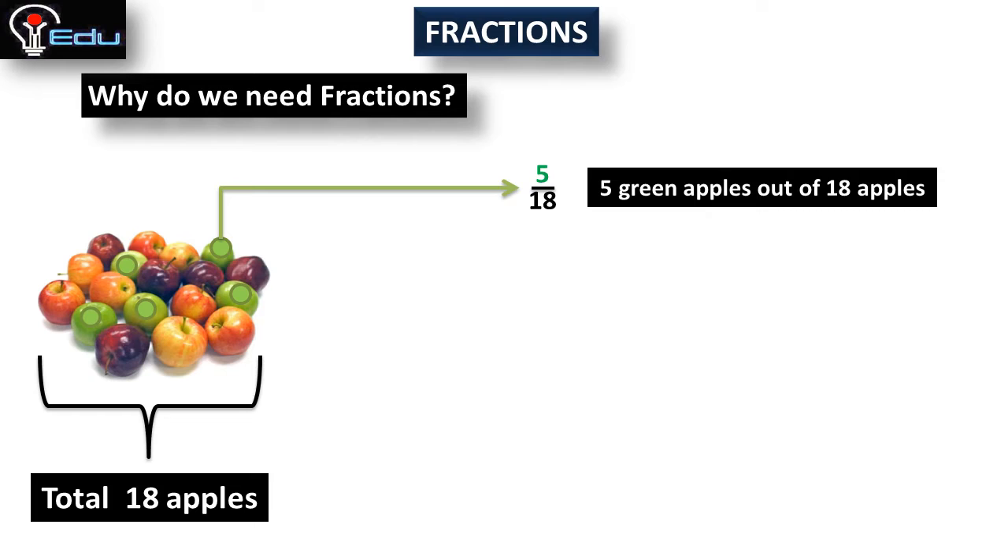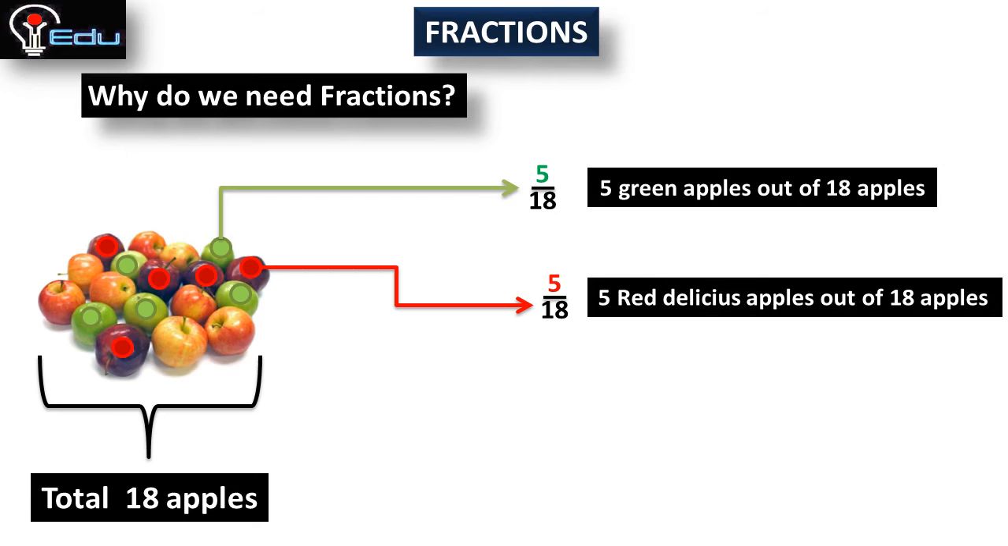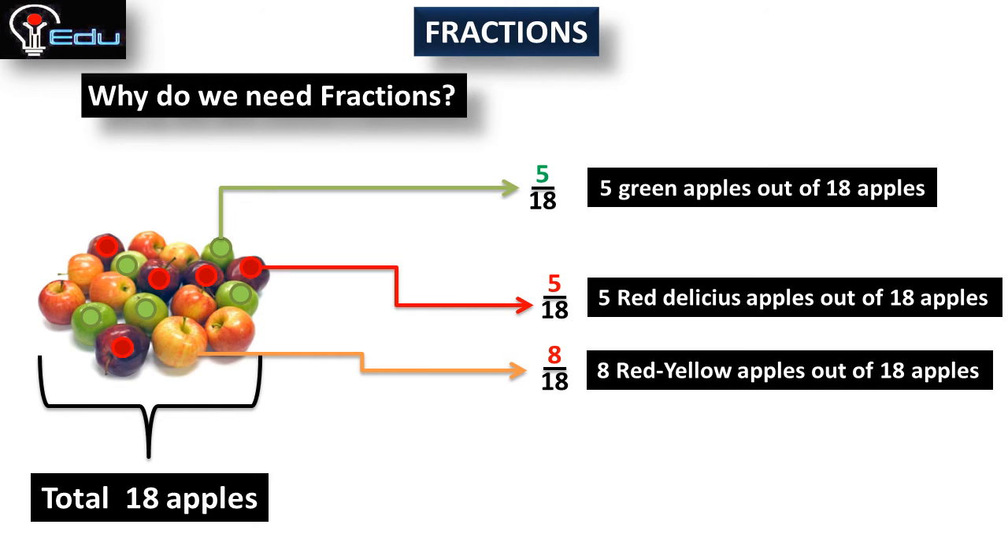And similarly the red apples. Here also, to represent some red apples in a group of apples, we require fractions. That is also 5 divided by 18, that is 5 red delicious apples out of 18 total apples. And similarly, the red yellow apples, the remaining apples, are 8 apples, that is 8 out of 18 apples, 8 red yellow apples out of 18 apples.